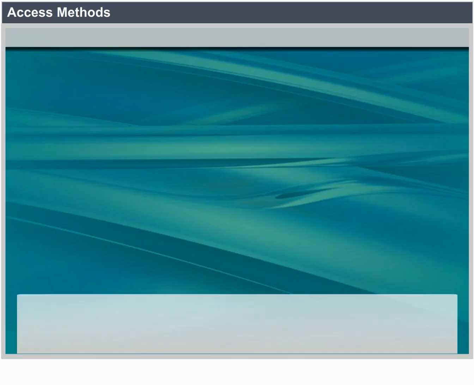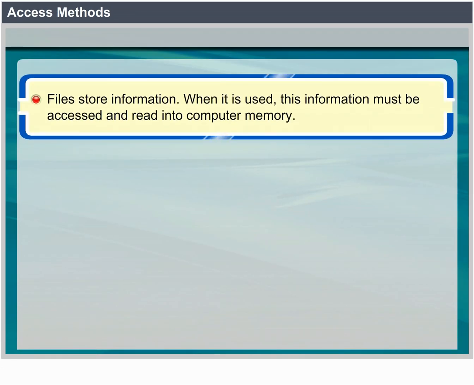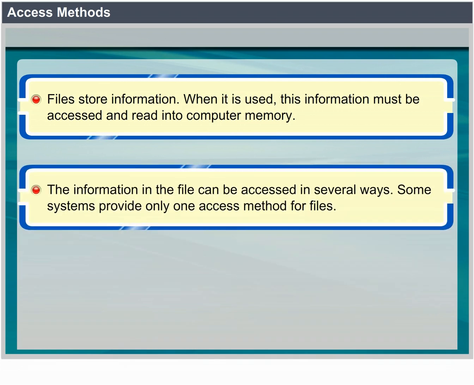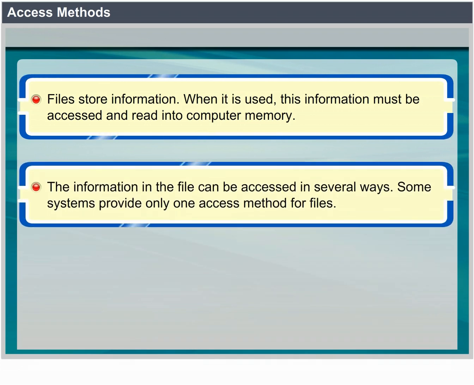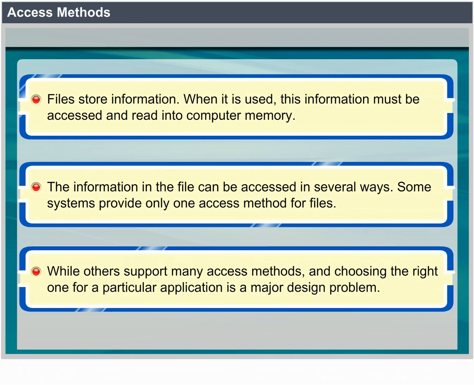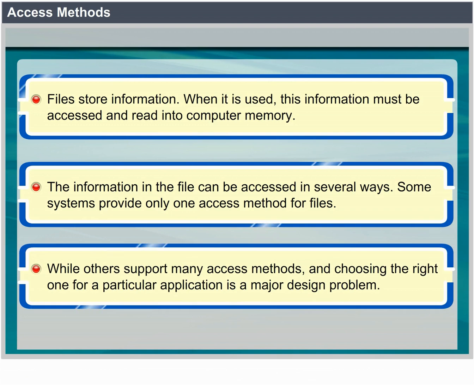Access methods. Files store information. When it is used, this information must be accessed and read into computer memory. The information in the file can be accessed in several ways. Some systems provide only one access method for files, while others support many access methods, and choosing the right one for a particular application is a major design problem.